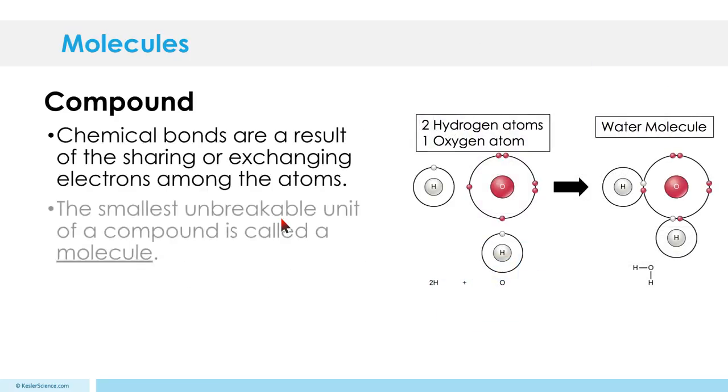So here we go. We're looking at our friend H2O. These chemical bonds are a result of the sharing or exchanging of electrons among the atoms. The smallest unbreakable unit of a compound is called a molecule. In this case, you have two hydrogen atoms, each of them with one valence electron. Remember, group 1 loves to give away their valence electrons and become positive ions. Oxygen needs 2, and there are 2 hydrogen atoms, each with 1 that would love to share, and so they do. That's why water is so very stable.